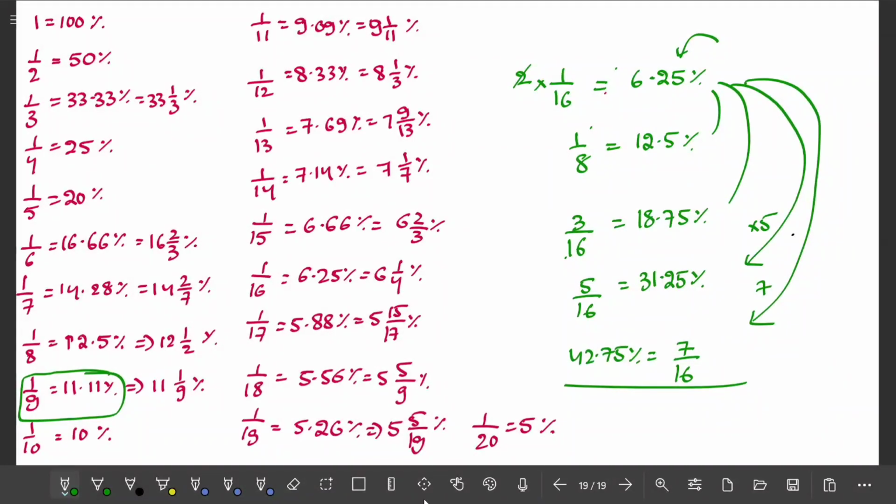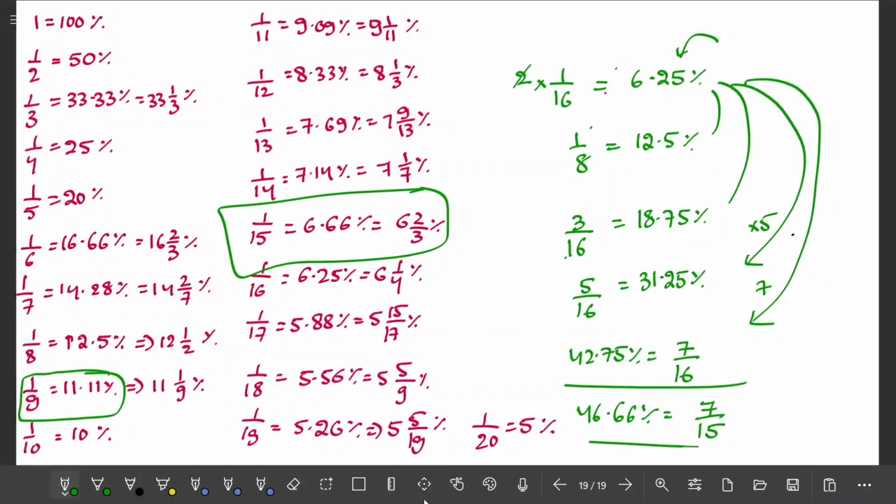Also with 1 by 15, 6.66%. Multiply it with 7, 46.66%, that gives us 7 by 15. The most important values are these. Clear? All these values are important.